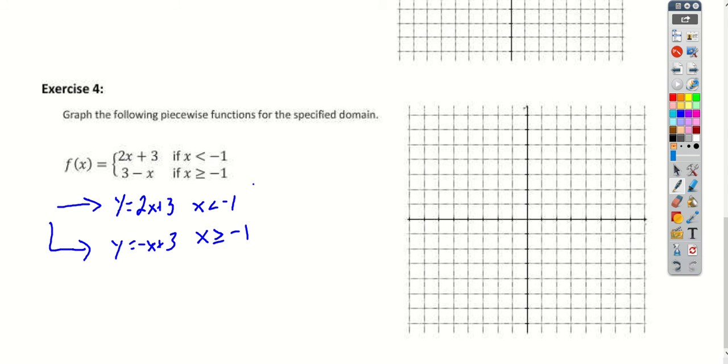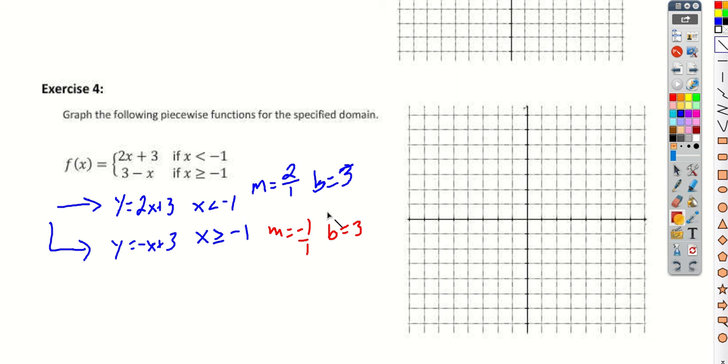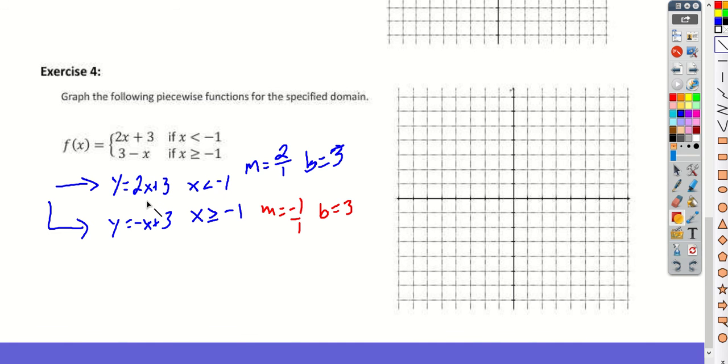So the first graph, right, that slope is 2 over 1, and the y-intercept is 3, okay? And for the second graph, all right, the slope is negative 1 over 1, and the y-intercept is 3. All right, so now we'll also talk about how to graph this on your calculator as well. Okay, so what I'm going to do is type this function in my calculator, or at least figure out what the value is at negative 1.